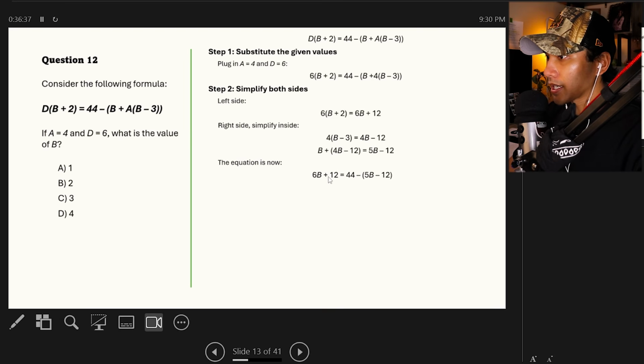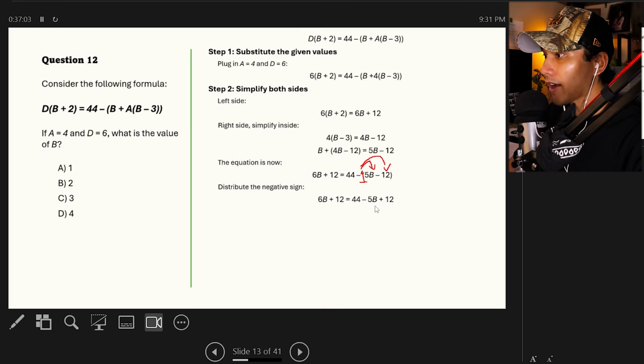So the equation now is 6B plus 12 equals 44 minus, in parentheses, 5B minus 12. We're going to distribute that negative now. This negative 1, distribute it to positive 5B, and to negative 12. And that's just going to switch the signs. That's all it's going to do. So now instead of 5B minus 12, it is negative 5B plus 12. The full equation now is 6B plus 12 equaling 44 minus 5B plus 12. And then we just combine 44 and 12 equaling 56.